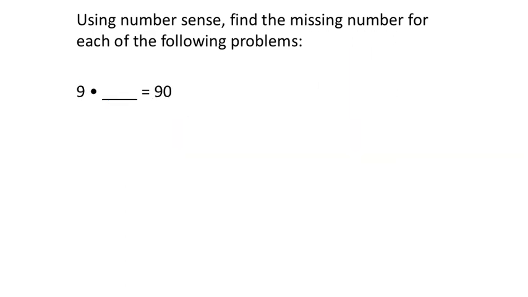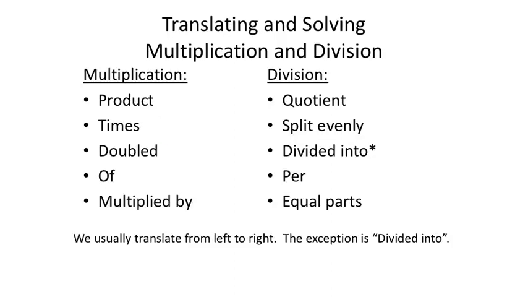All right, you guys try this one. 9 times something equals 90. Yes, some of you may have this down as 10. Again, if you want to change it to division, you'd have 90. The product has to be the dividend, and then the factor you know has to be the divisor. So yeah, 90 divided by 9 is 10. And that's one of those multiplication facts we should know, because 10 times 9 is 90.